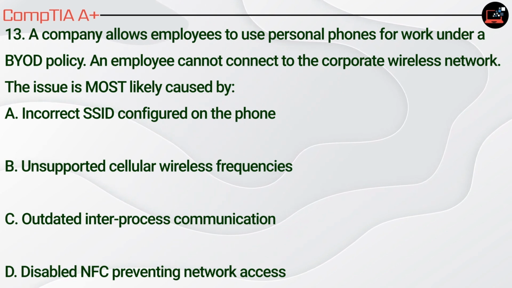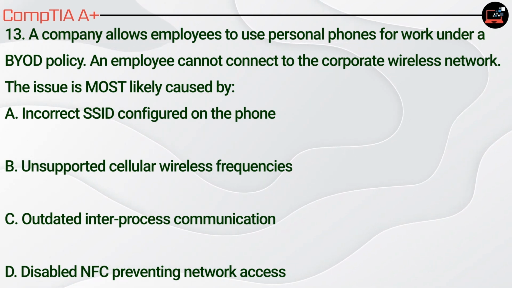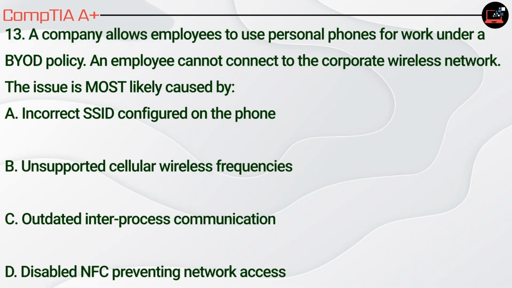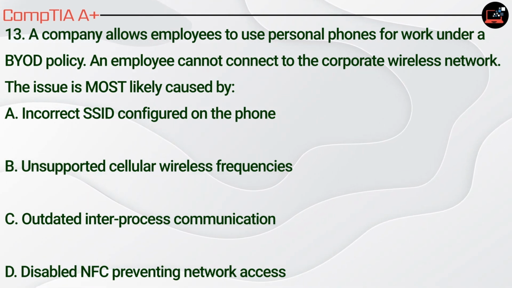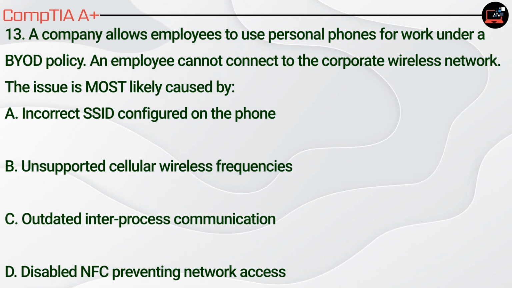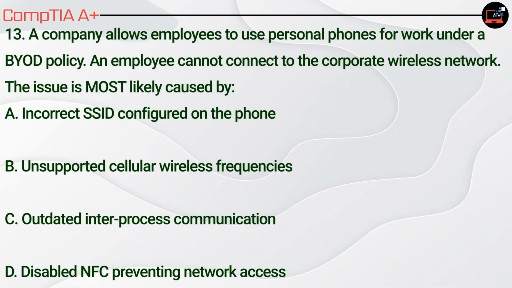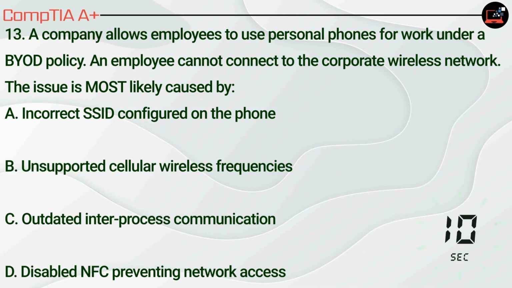13. A company allows employees to use personal phones for work under a BYOD policy. An employee cannot connect to the corporate wireless network. The issue is most likely caused by A. Incorrect SSID configured on the phone, B. Unsupported cellular wireless frequencies, C. Outdated inter-process communication, D. Disabled NFC preventing network access.